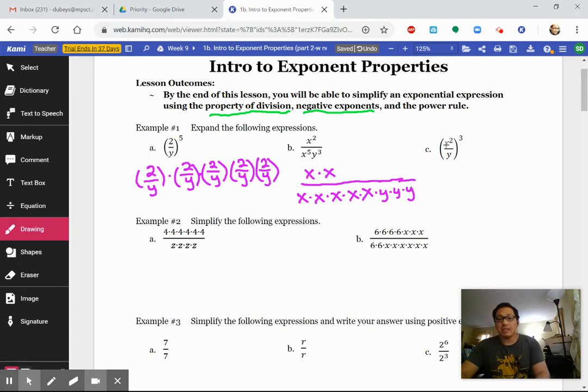All right, last but not least, let's expand this out. x to the power of 2 divided by y, all to the power of 3. That means we're going to have this inside parentheses 3 times. So let me start it over here. We'll have x to the power of 2 divided by y, in parentheses, times x to the power of 2 divided by y, times x to the power of 2 divided by y. Simple. I wrote it 3 times, and there's implied multiplication between these.